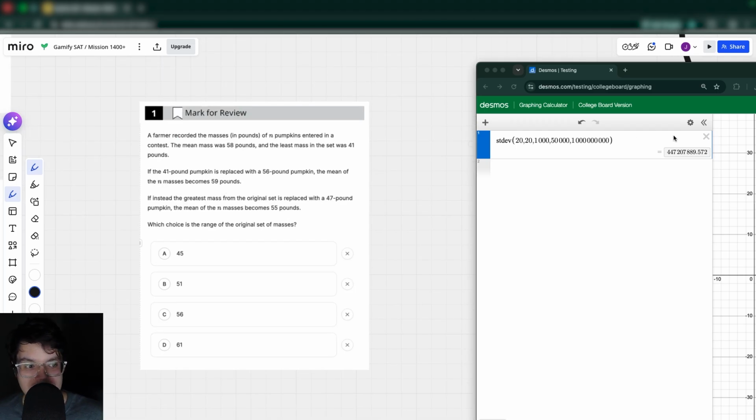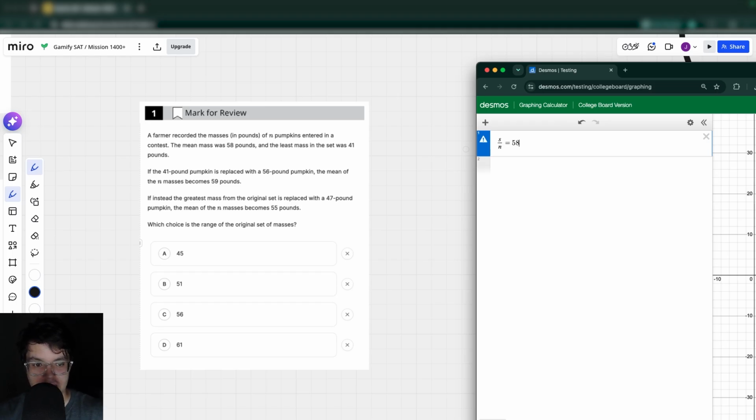A farmer recorded the masses of these pumpkins entered in a contest. The mean mass was 58 pounds and the least mass was 41 pounds. Okay, so I think you're probably good enough at this point that I can actually just write this straight into Desmos rather than writing it down here first. So just to write that first equation, let's say S would be the sum and then N is the amount, and that mean would be equal to 58.